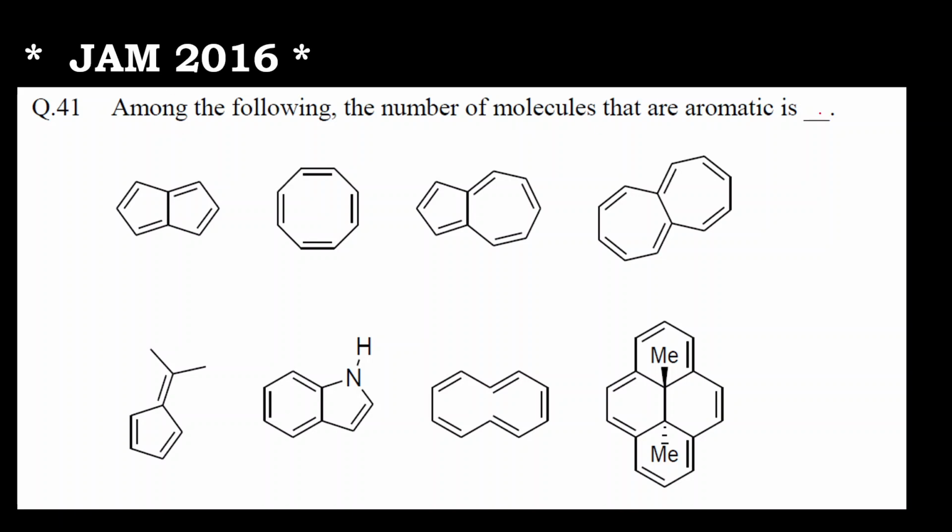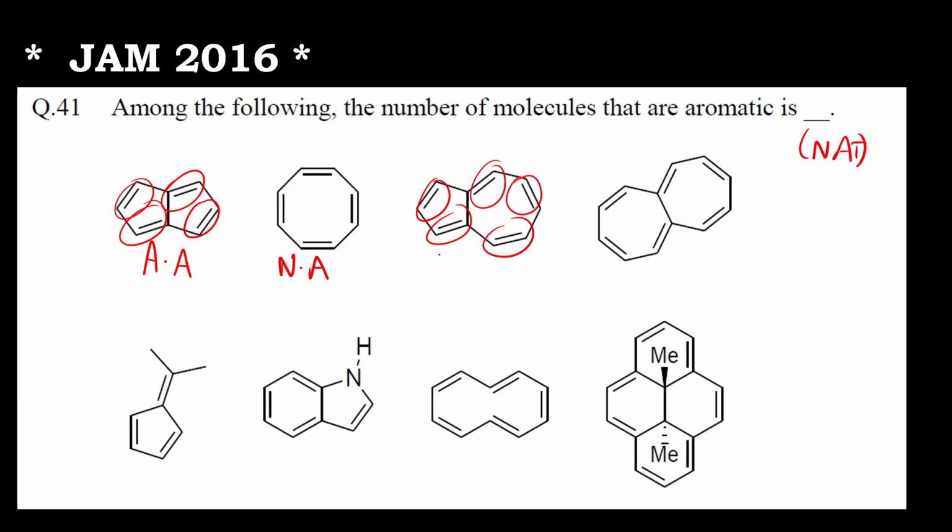2016, the number of molecules that are aromatic is or are. Okay, so this is a NAT question. Again, we have to insert one integer. Okay, 1, 2, 3, 4, even number of double bonds. This is going to be anti-aromatic. This we had already seen. This is non-aromatic. 1, 2, 3, 4, 5. Odd number of double bonds. This is aromatic. 1, 2, 3, 4, 5, 6. Even number of double bonds.